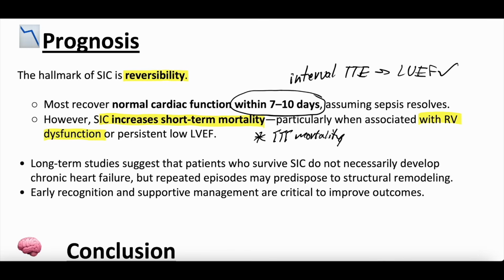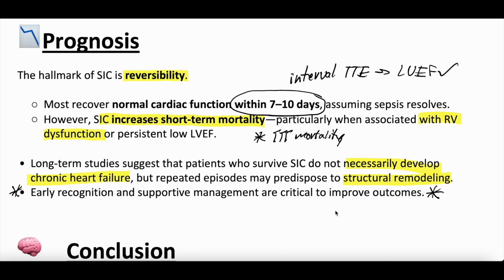Longer-term studies suggest that patients who survive sepsis-induced cardiomyopathy don't necessarily develop chronic heart failure. There's certainly more to this, right? There's remodeling that occurs to the heart when you have sepsis-induced cardiomyopathy that may increase your risk for chronic heart failure down the road, but it's not well teased out. It's not well known. And then, as we mentioned in management, early recognition and aggressive supportive care for these patients is absolutely critical.